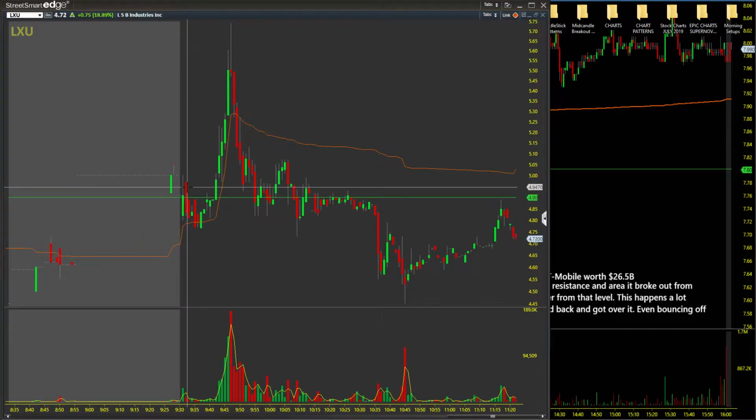So, LXU opens up right at this mental level, $5, way over here. Stock sells down to 4.70 right here. Then it moves its way up and just explodes and runs all the way up and tops out here at 5.75. And you see this candle with this wick right here. That's what we call a gravestone doji.